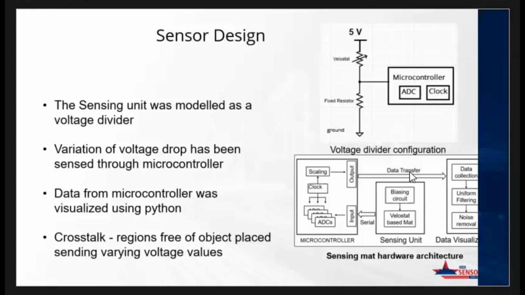What are the issues you may come across? One issue is crosstalk. When the copper lines are continuous, when I put pressure here, the other pixels along the lines will also sense that change in resistance. How do I get rid of that crosstalk?